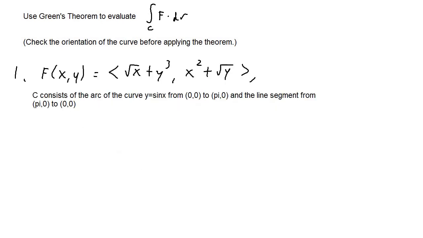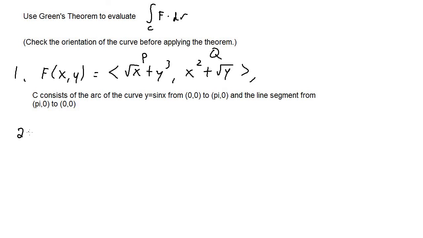So now for number 1, we have F of x, y equals, in component form, square root of x plus y cubed, and then x squared plus square root of y, and then C consists of the arc of the curve y equals sine of x from (0, 0) to (pi, 0), and the line segment from (pi, 0) to (0, 0). So realize that square root of x plus y cubed is going to be P, and then x squared plus square root of y is going to be Q.